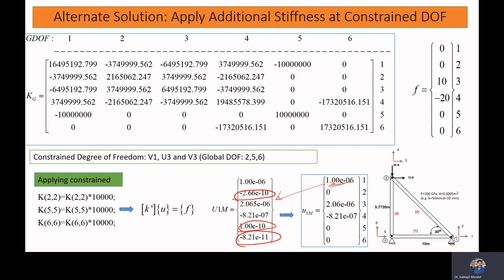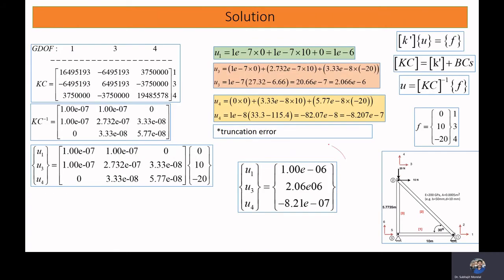Now you have to interpret it in that way: since we have added stiffness there, the displacement will be low. It is smaller by about 10,000 in magnitude. So in that way we can interpret, and we can see that the displacement quantity we obtain is the same as the displacement quantity obtained using the row and column elimination technique.